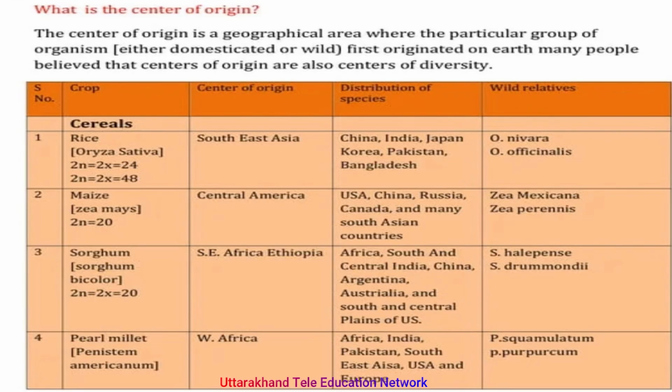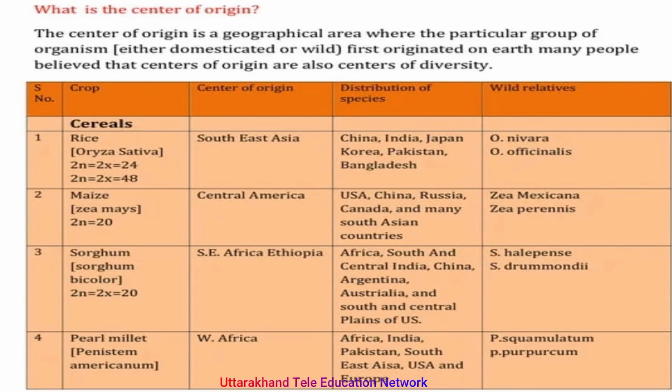And the second one is, what is the center of origin? The center of origin is a geographical area where a particular group of organisms first originated on Earth. Many people believed that centers of origin are also centers of diversity.